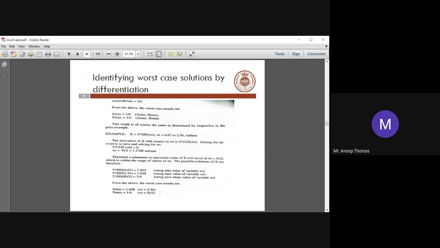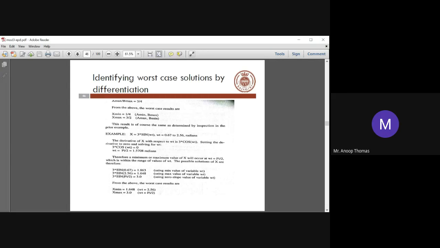Now that was a simple case. Now we move on to the next level of analysis. So consider an expression x is equal to 3 sine omega t. Omega t is in radians, which is given, and ranges from 0.67 to 2.56. You need to understand that you are trying to analyze the minimum and maximum solution of an expression, and you know the variable range. Only by knowing the variable range, you are trying to find the solution.